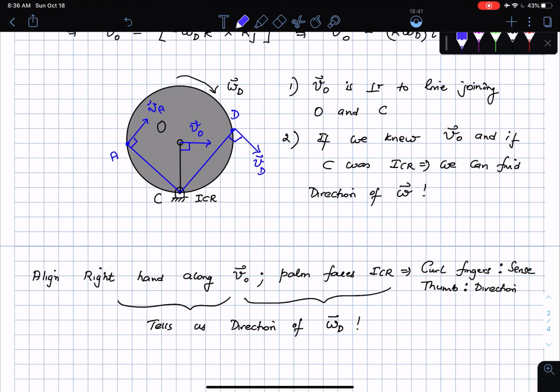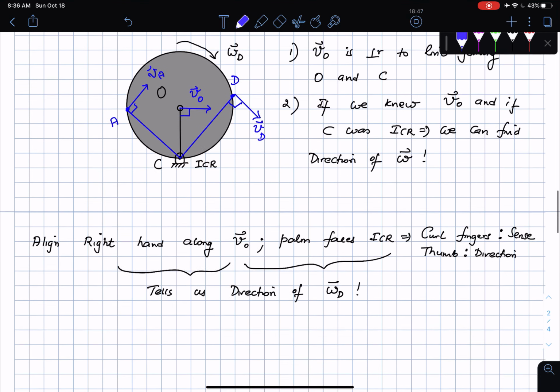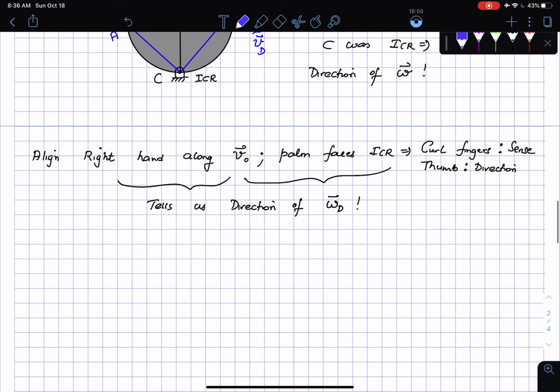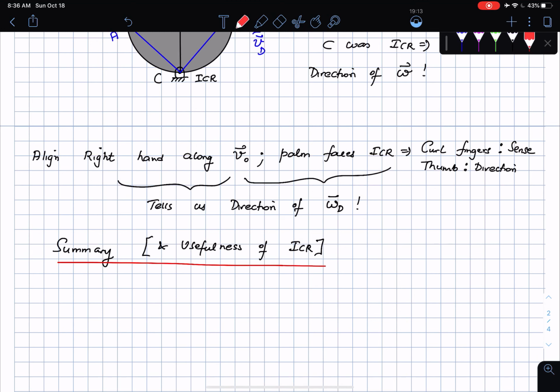Okay, so this is really powerful, right? If I know something about the ICR. So maybe I want to summarize all of these findings. Okay, so let's make a summary or a list of all of these findings and why the ICR is useful. Okay, so why finding the ICR is useful. So summary and usefulness of the ICR. Okay, so that's something that I want to mention here.